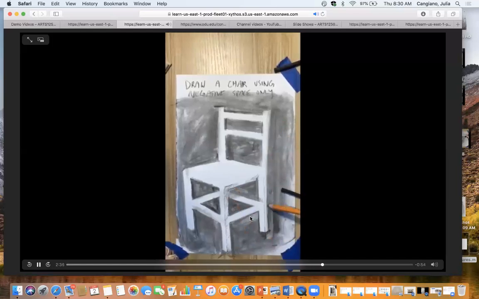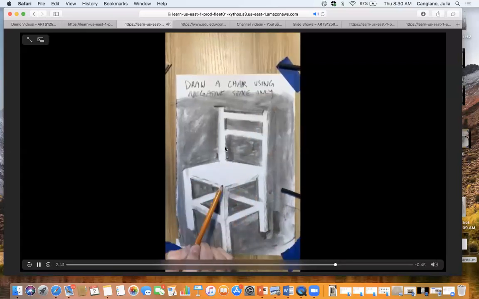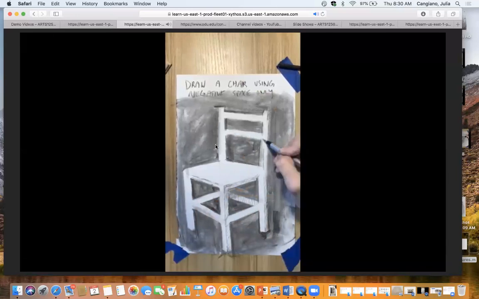If I were to continue on this, I would ultimately have a pretty dramatic drawing of a chair when all was said and done, because I did lay down this background. And of course I could go back in and lighten up the background a little bit too, but it would provide a pretty interesting, dramatic chair.